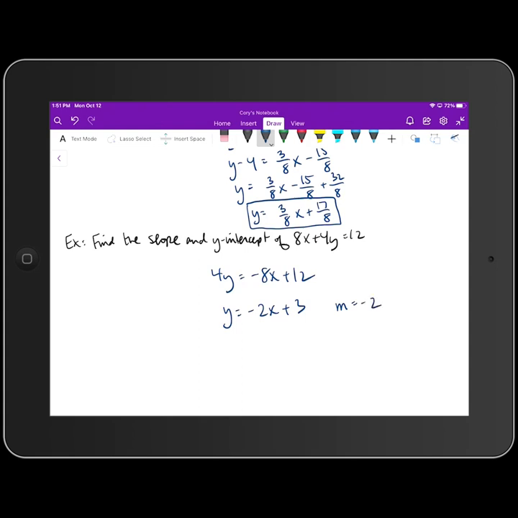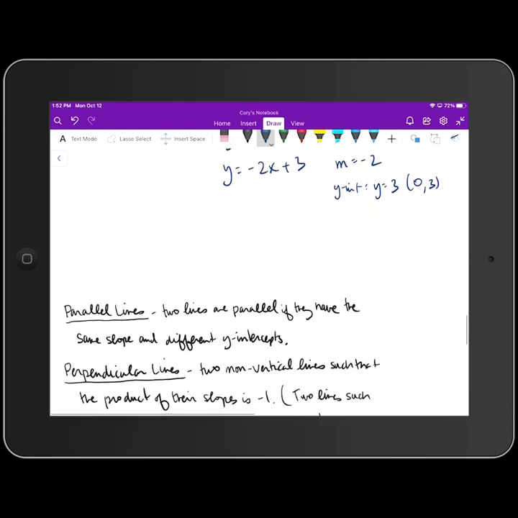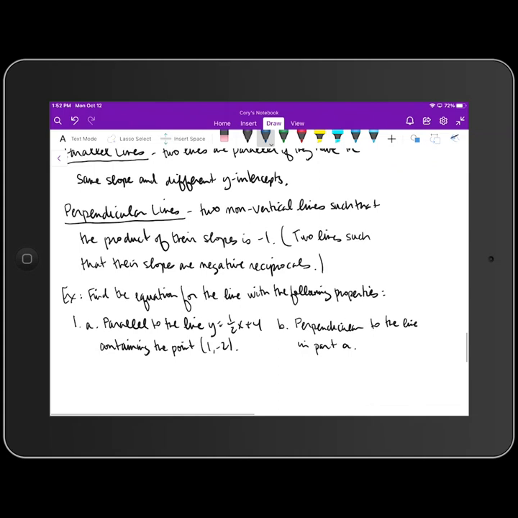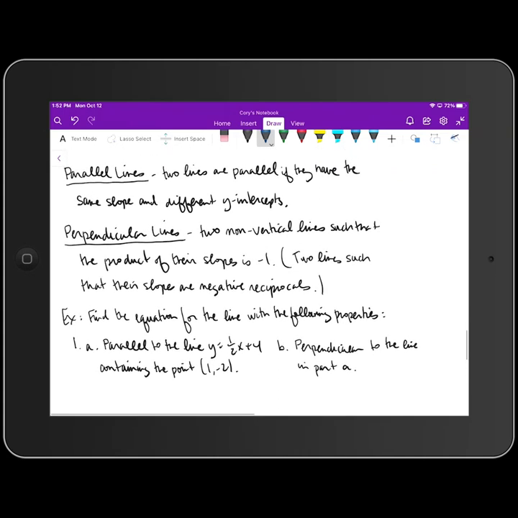And then our y-intercept is going to be the b value, which is y is equal to 3. Or if you want to write that as the ordered pair 0, 3, that's fine. Okay, so one more set of things to talk about, and then we'll do a couple of examples with this.